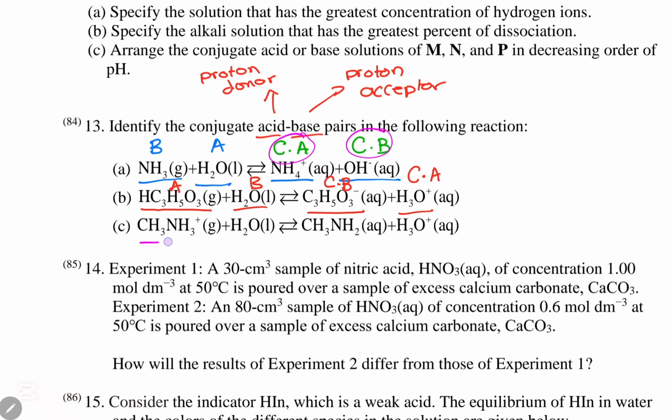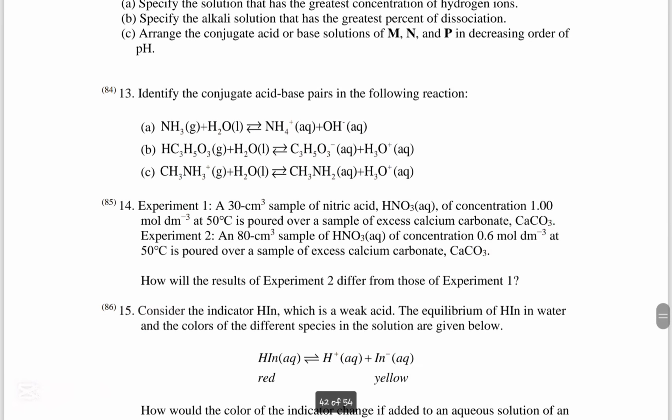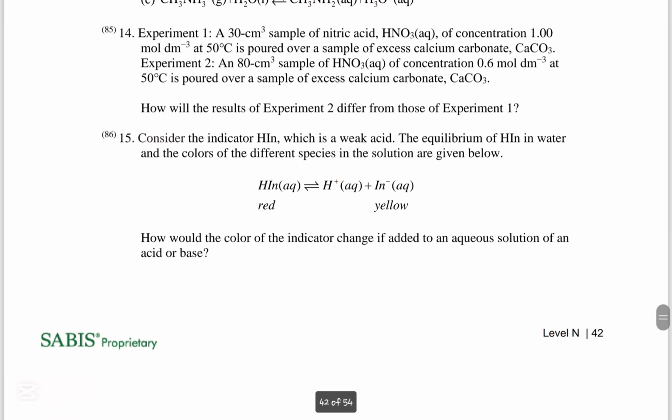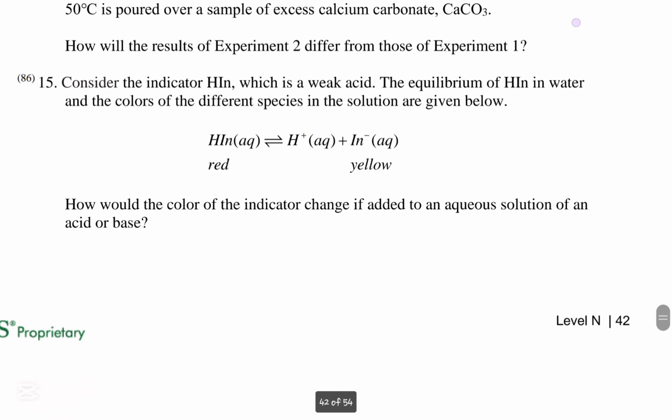And last but not least, we have CH3NH3 plus turns into CH3NH2. What happened? It donated a proton, so this is the acid. H2O turned into H3O plus, so it accepted the proton, so it is a base. That makes this the conjugate base, and this is the conjugate acid. Okay, that's pretty much it for question number 13. Next up, we have questions 15 until 20. Let's get started with question 15.